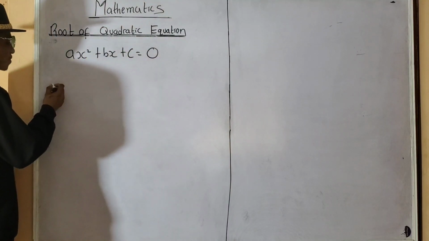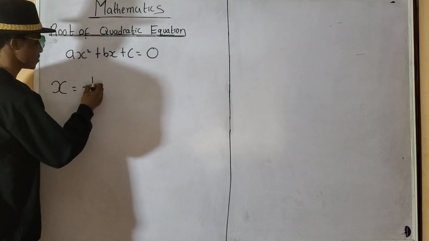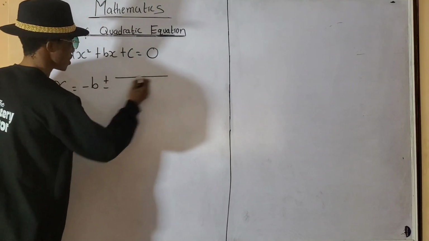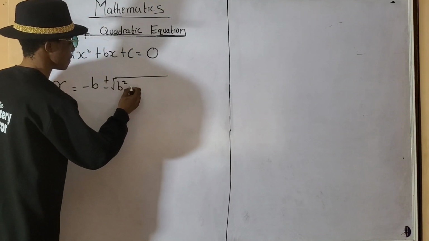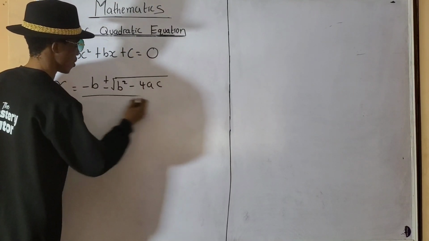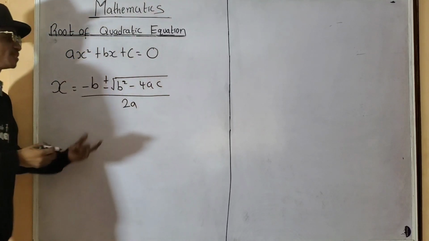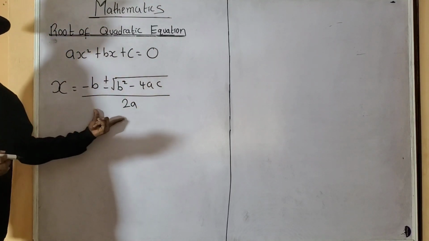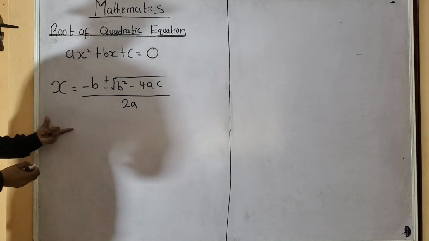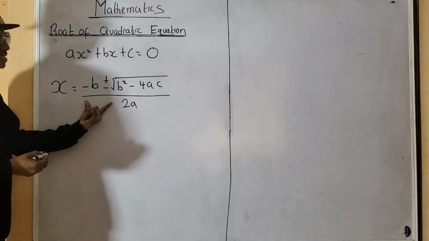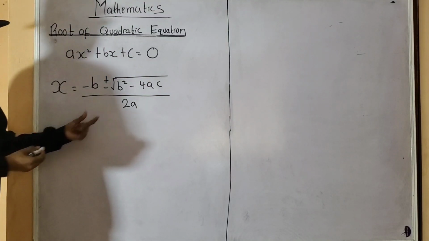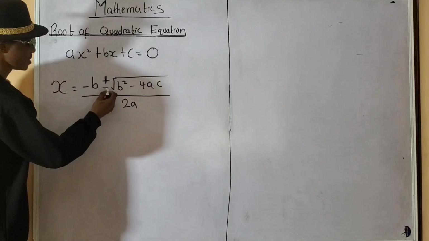We can obtain the value of x as x equals negative b plus or minus the square root of b squared minus 4ac, all over 2a. This is the value of x from the general formula of the quadratic equation. Are you getting it? Okay, now we can split this formula, because now we're having positive here, we're having negative here.